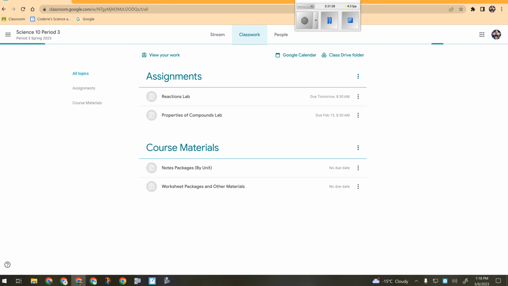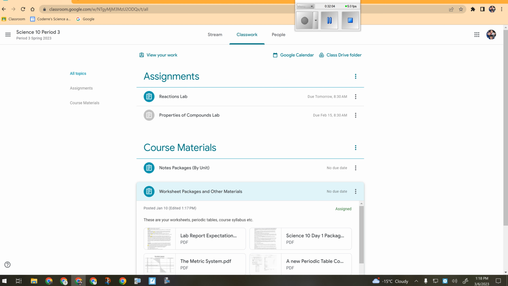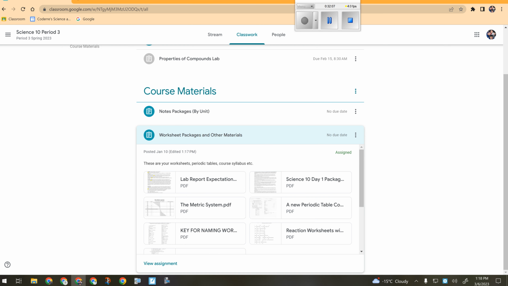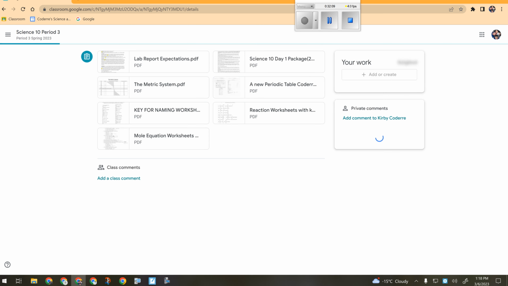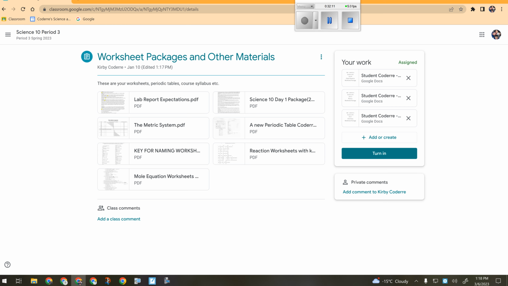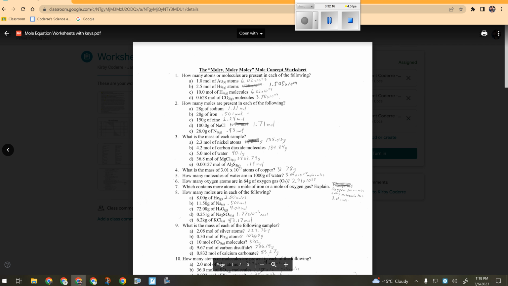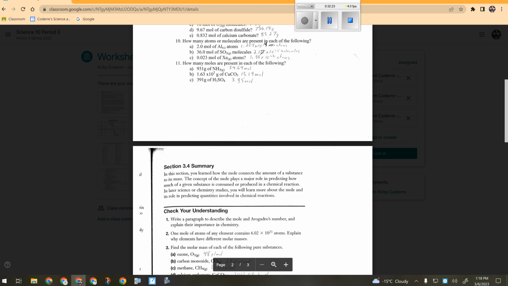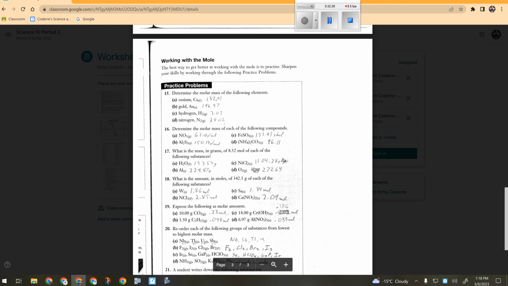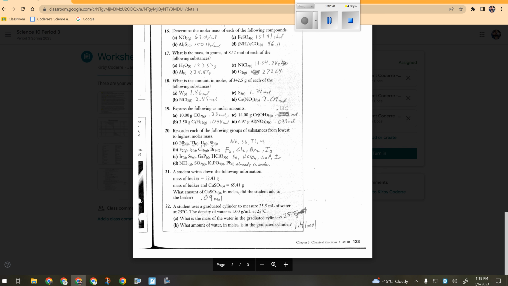Okay. So it is going to be in the classwork tab, under worksheet packages and other materials. If you click on that, you'll see there's a whole bunch of stuff there. You'll have to click view assignment to see it all, but the mole equation worksheets and keys are in there. It's a PDF with my chicken scratch. But it's all in there if you need to see it. So all the answers to those are there.